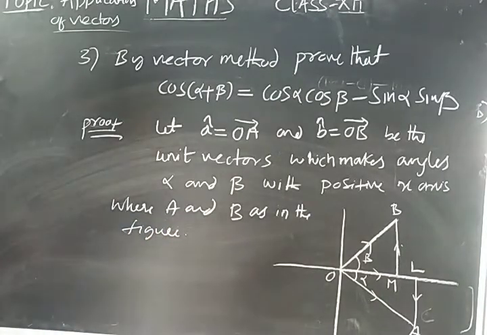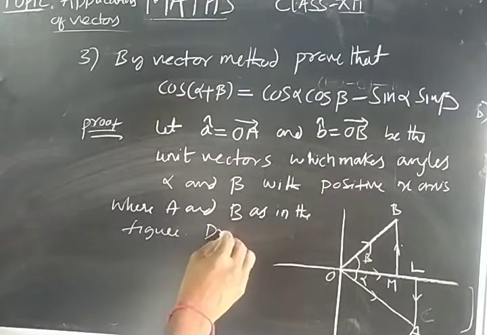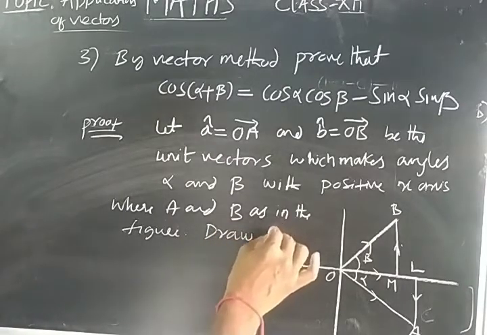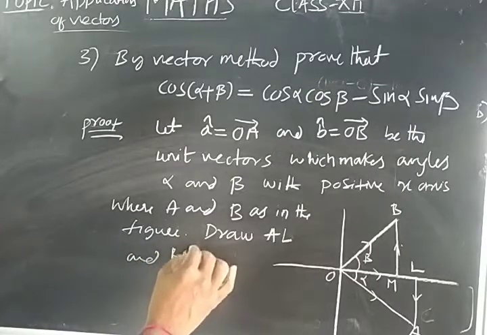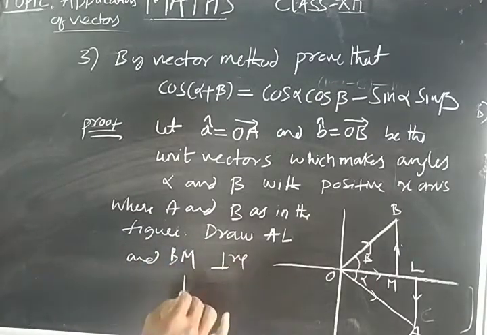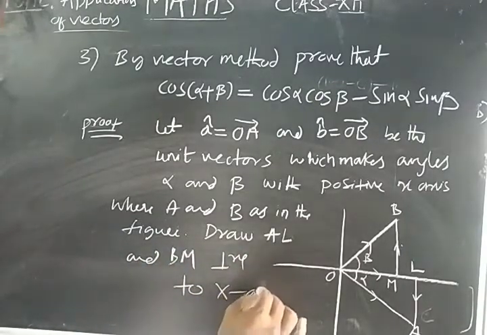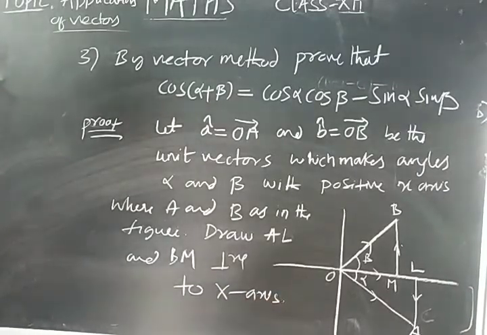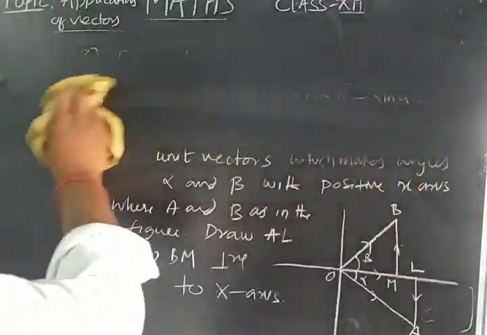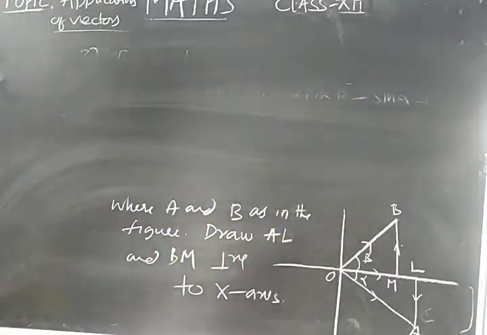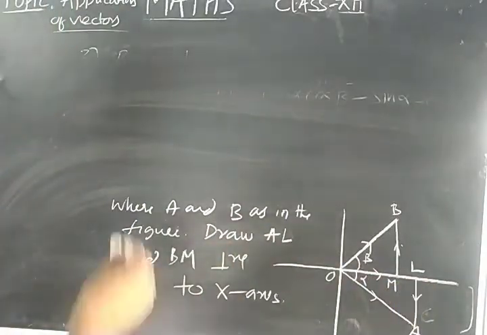In the figure, after taking the points, draw AL and BM perpendicular to the x-axis. Perpendicular to the x-axis. Right. Then, after drawing this, I am going to find this OL. How to find?